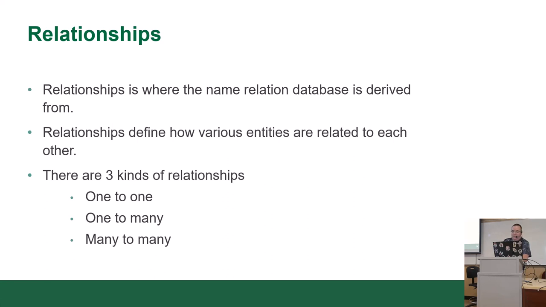So when you talk about relational databases, that's where it comes from. It's the relationships. The relationship defines how one entity is connected to another entity. An example of one of these connections would be prof to student, right? And there's three kinds of relationships: one-to-one, one-to-many, and the version that comes from Kentucky, the many-to-many, where everything is related to everything else.